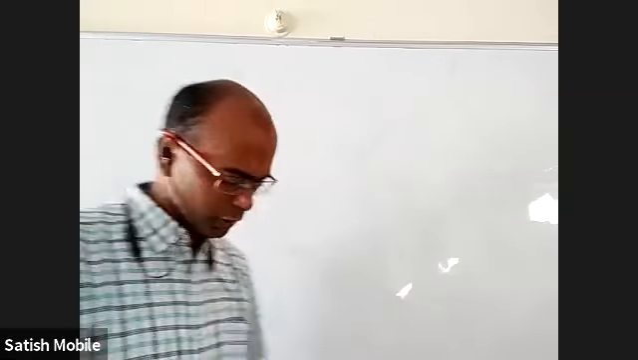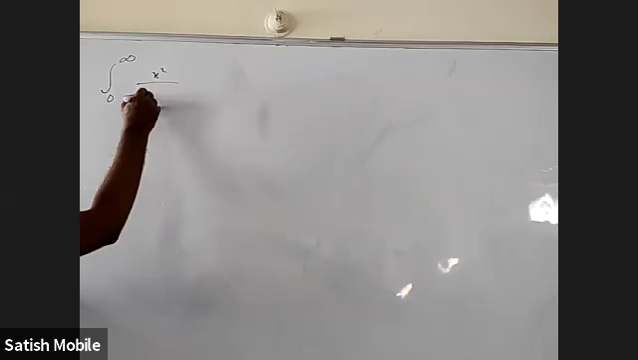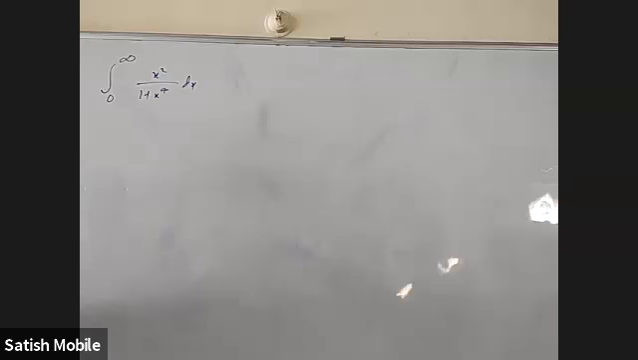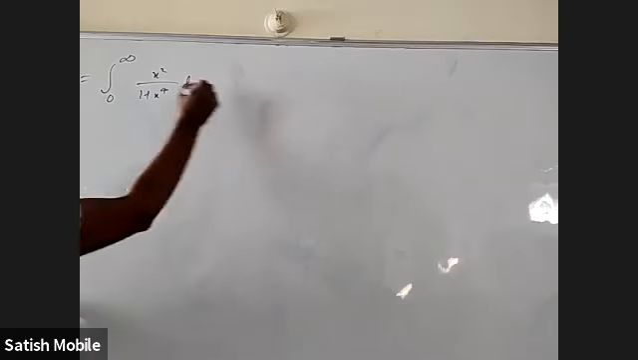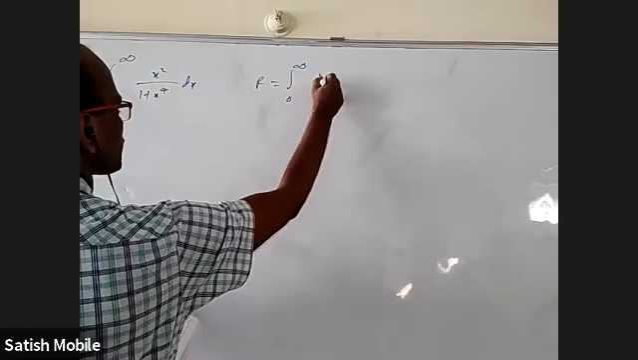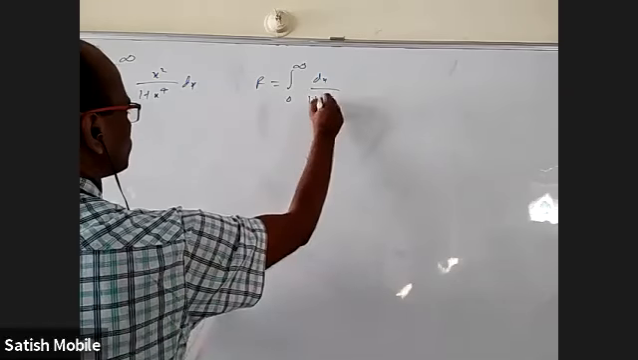Okay, very first question. They are talking about the integral from 0 to infinity of x square by 1 plus x power 4 dx, and this is P. And R is the integral from 0 to infinity of dx by 1 plus x power 4.